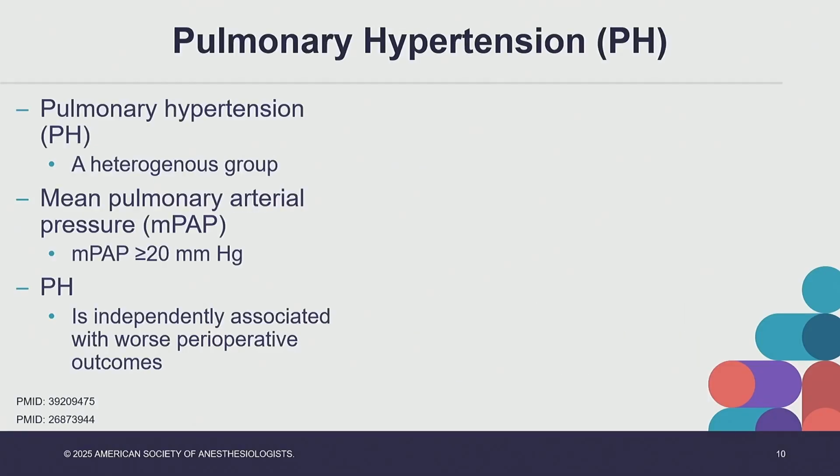So in order for us to understand pulmonary hypertension, it is important to note that it's a heterogeneous group of disorders. The current updated definition for diagnosis tells us that a mean pulmonary arterial pressure of at least 20 is needed. And unfortunately, pulmonary hypertension by itself is independently associated with worse perioperative outcomes.